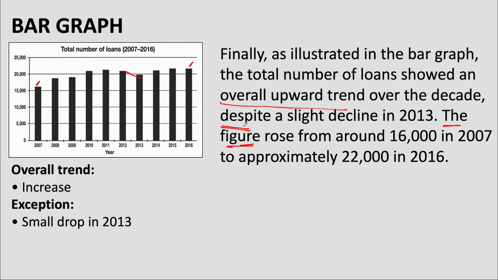Once you have mentioned what you're talking about, in this case the total number of loans, you don't need to repeat it again and again. You can simply write the figure, this figure, or the number. It's a small change, but it makes your writing sound much smoother.